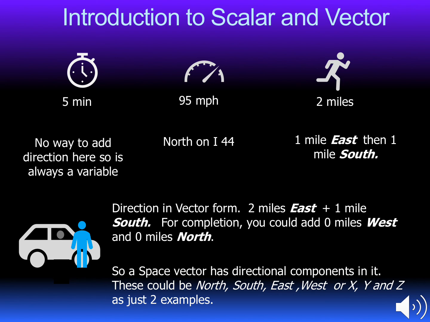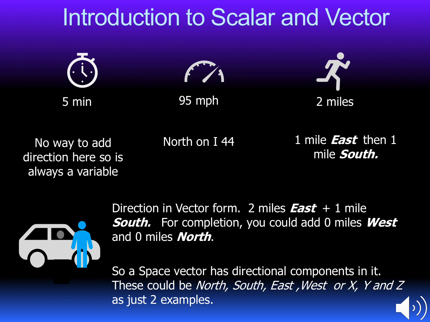And in regards to the runner, if that runner had said, I ran 1 mile east and then I ran another mile south, now you have direction, and that can be turned into a vector. So the two examples, going 95 miles per hour and running 2 miles, can be turned into the form of a vector. So let's go back to the example where the driver stopped to ask the local how far away the gas station was. And the response was that it's 2 miles east and 1 mile south. So that's the form. The bold and italics form are the components of the vector.